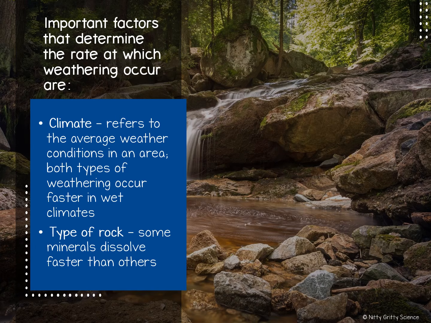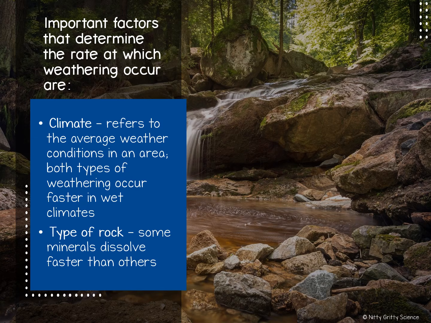There are two important factors that determine the rate at which weathering occurs. These factors include the climate the rocks are in and the types of rocks that they are. When talking about climate, you need to look at average weather conditions, the amount of rain, and temperature. Both chemical and mechanical weathering occur faster in wet climates because rainfall provides water needed for chemical changes, as well as for the freezing and the thawing that we talked about with mechanical weathering. Higher temperatures also cause chemical reactions to occur faster. So all this weathering will happen faster if it's a hot and wet climate.